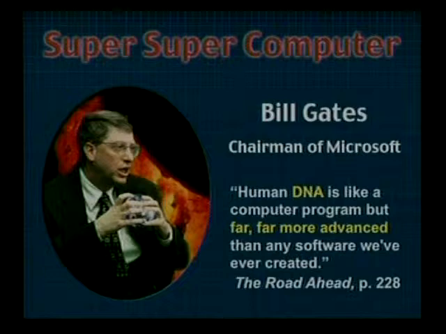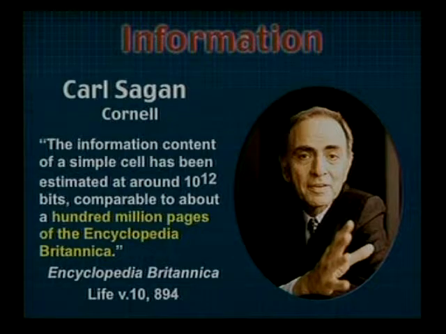Now that's cells with the nucleus, with the DNA, but that's typical of what you find in the world, and it's just more complex than any software, which of course just happens naturally all by itself, doesn't it? No, we've got more than that. Carl Sagan is talking about the information content of the cell, and he's understating the case. But he says the information content of a simple cell has been estimated around 10 to the 12th bits, comparable to about 100 million pages in the Encyclopedia Britannica. That's the simplest cell we know anything about.